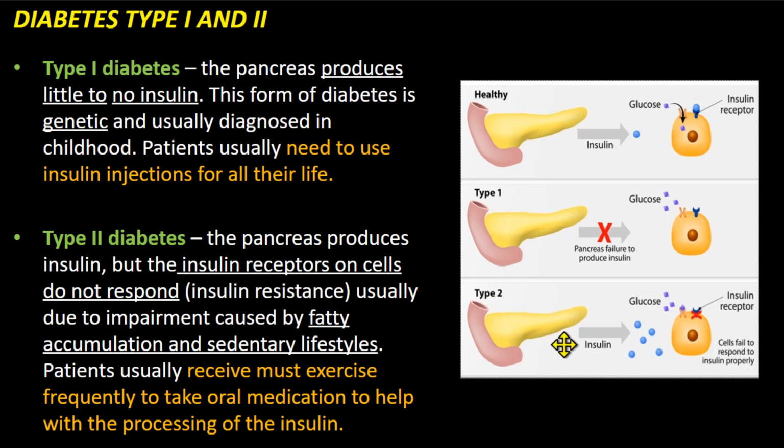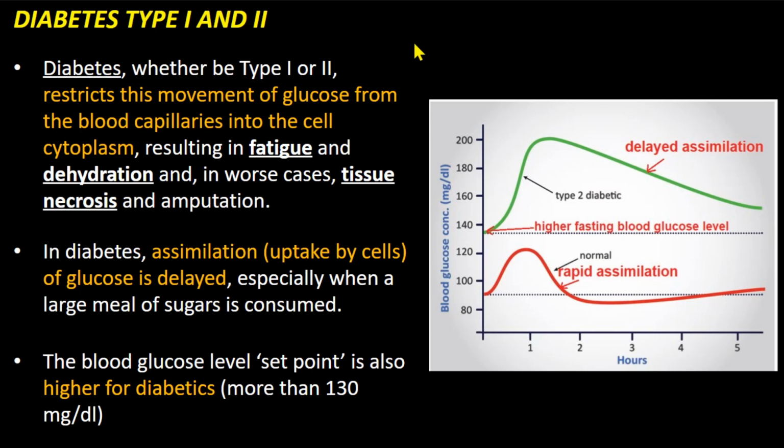Type 2 diabetes, on the other hand, is where the pancreas will still produce insulin, but the insulin receptors on the cells do not respond. This is called insulin resistance. This is usually due to impairment of the cells or tissues caused by fatty accumulation and sedentary lifestyles. So patients usually must exercise frequently or take oral medication like metformin to help with the processing of the insulin.